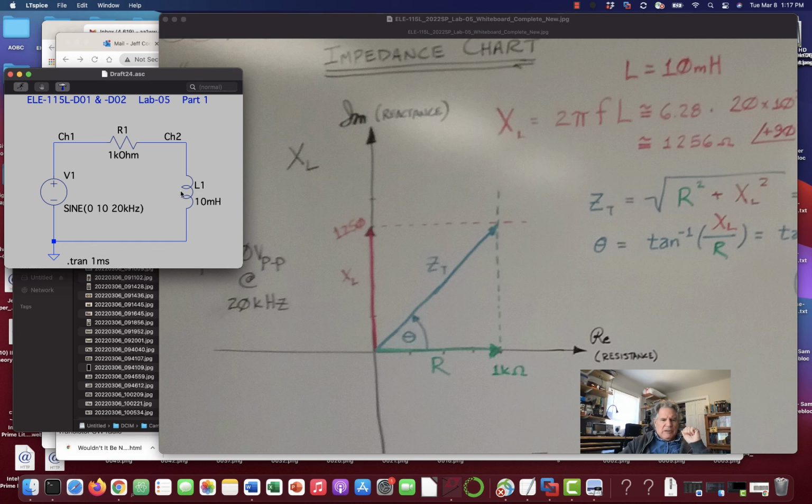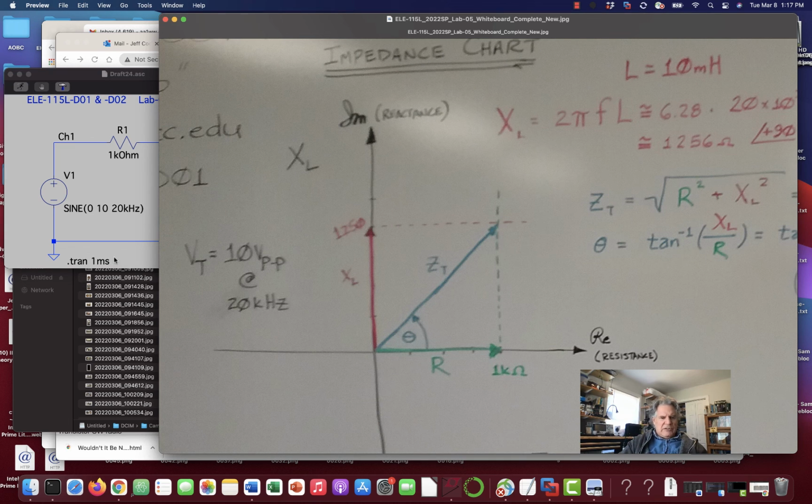The problem we have is that things that have reactance, like inductors and capacitors, have a 90-degree relationship to resistors. So we put our resistor on here at 1k ohm. We put 1k ohm on the x-axis, if you will, or what technically is the real axis, but that's okay. So I start and put my resistance here on the x-axis.